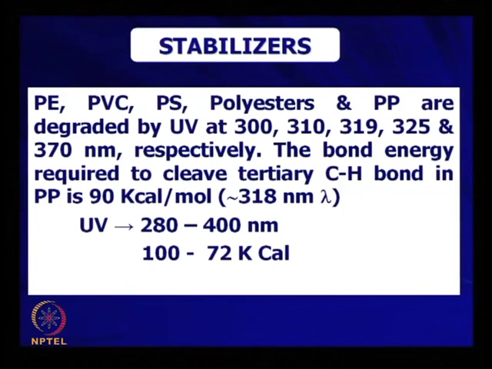So, polyethylene, PVC, polystyrene, polyesters and polypropylene are degraded by UV, ultraviolet light, in the 300 to 370 nanometer range. PE degrades at around 300, PVC at 310, PS at 319, polyesters at 325 and polypropylene at 370 nanometer. So, you see polypropylene degrades at 370 nanometer. So, polypropylene products are not suitable for outdoor exposure.